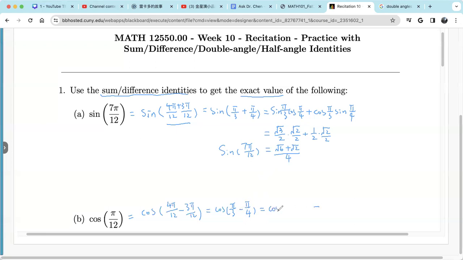So this is a cosine, so cosine of the first angle, cosine of the second angle, minus or plus, sine pi over 3 times the sine pi over 4. I think it's opposite. Cosine is opposite, isn't it? Cosine should be opposite. Let me just double check to make sure.